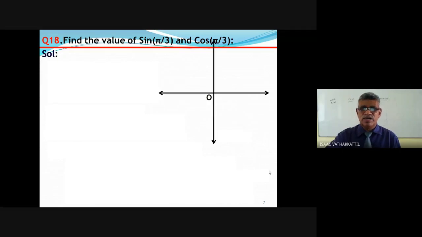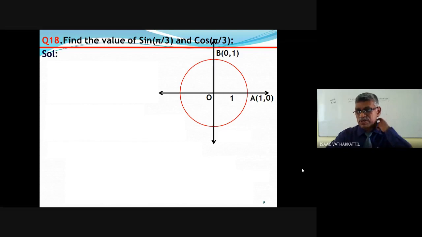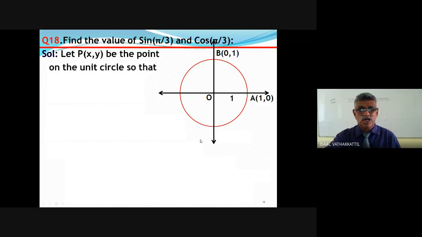So we have the coordinate axes, the unit circle, A and B. I am just taking the 2 points. A is the point where the unit circle meets the positive x-axis, that is at (1, 0). Now P will be a point. Let P(x, y) be the point on the unit circle so that angle POA is pi by 3. Where will the point P be? P will be somewhere between A and B.